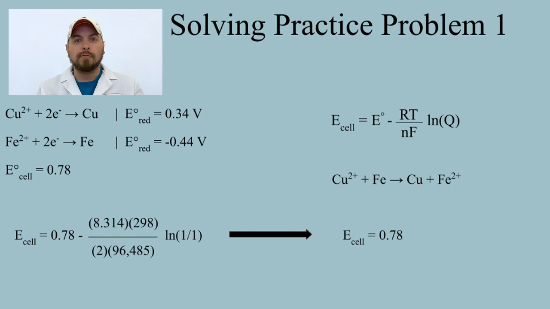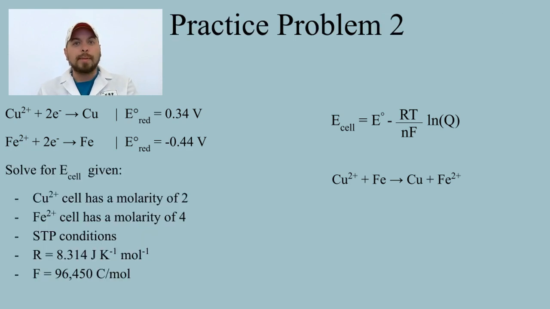Therefore, the natural log of 1 is 0, and that entire term, RT over nF times the natural log of 1, is equal to 0. Thus, at standard conditions, E of cell is equal to E with a degree sign of cell, or E naught of cell. So what happens to the voltage if we start changing things around? We're going to make it into a non-standard cell now. In this case, we're going to increase the concentration of our iron ion to 4 molar, and we're going to increase the concentration of our copper ion to 2 molar. In this circumstance, our Q value is now going to equal 2.